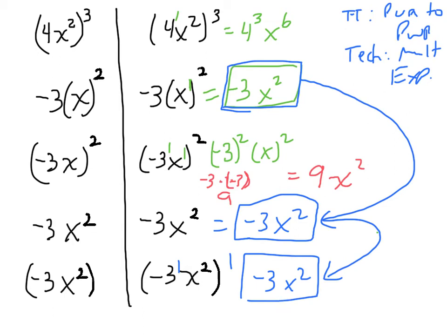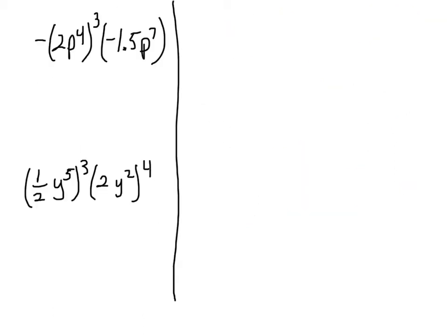All right, and the last section, I'm just going to do a couple more complicated problems with you guys, and I'll do them relatively quickly. Whoops, let me make that a little bit smaller. It's supposed to be an exponent. 2 to the 4th cubed times negative 1.5 p to the 7th.